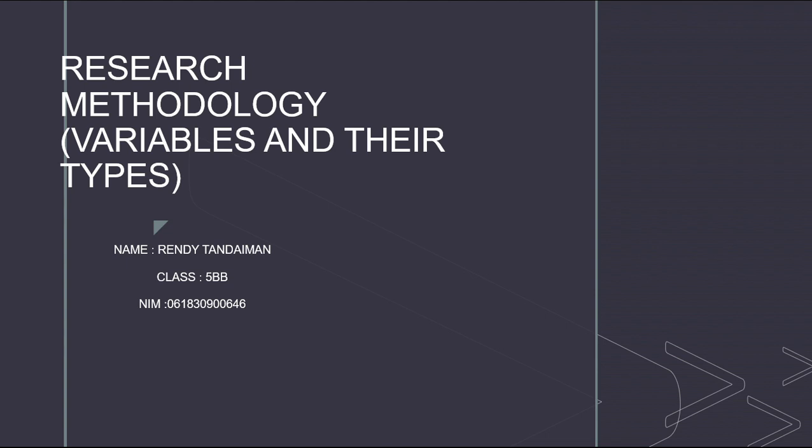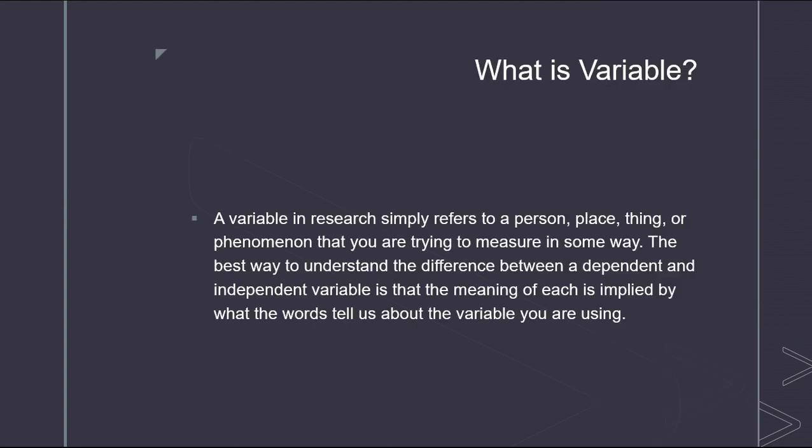Today I want to explain about variables and their types. But first of all, I want to discuss what a variable is. A variable in research simply refers to a person, place, thing, or phenomenon that you are trying to measure in some way. The best way to understand the difference between a dependent and independent variable is that the meaning of each is implied by what the words tell us about the variable you are using.